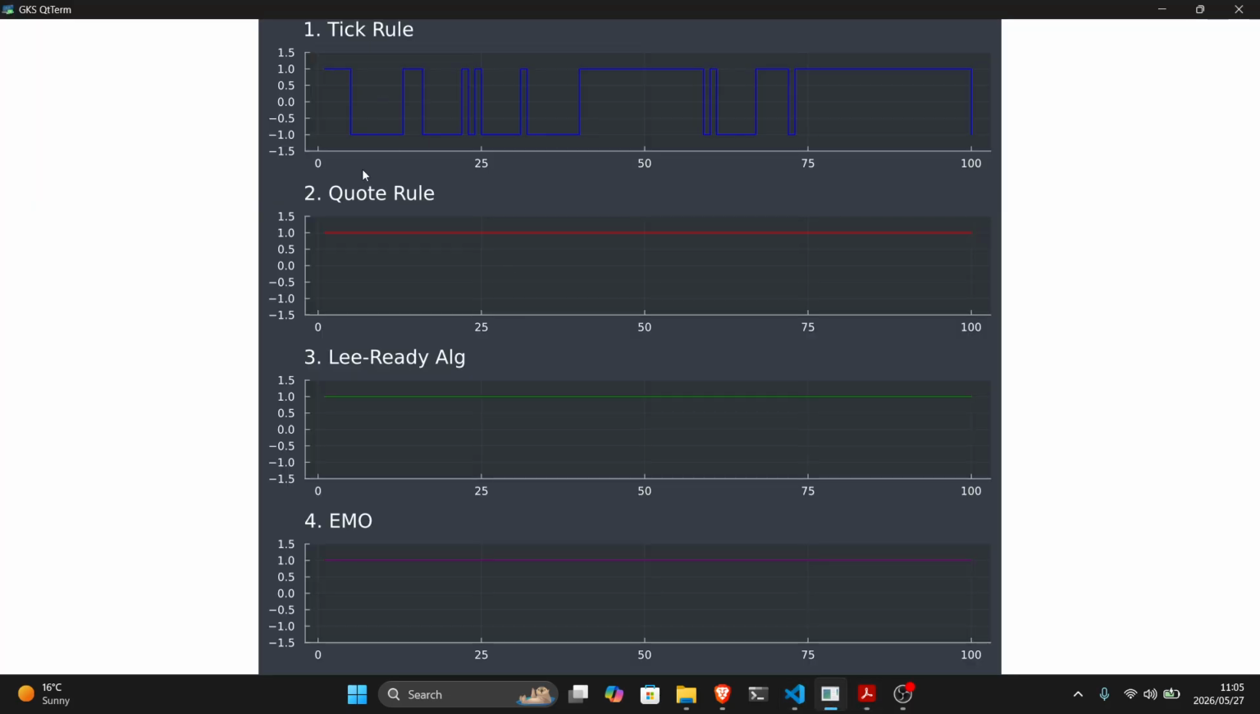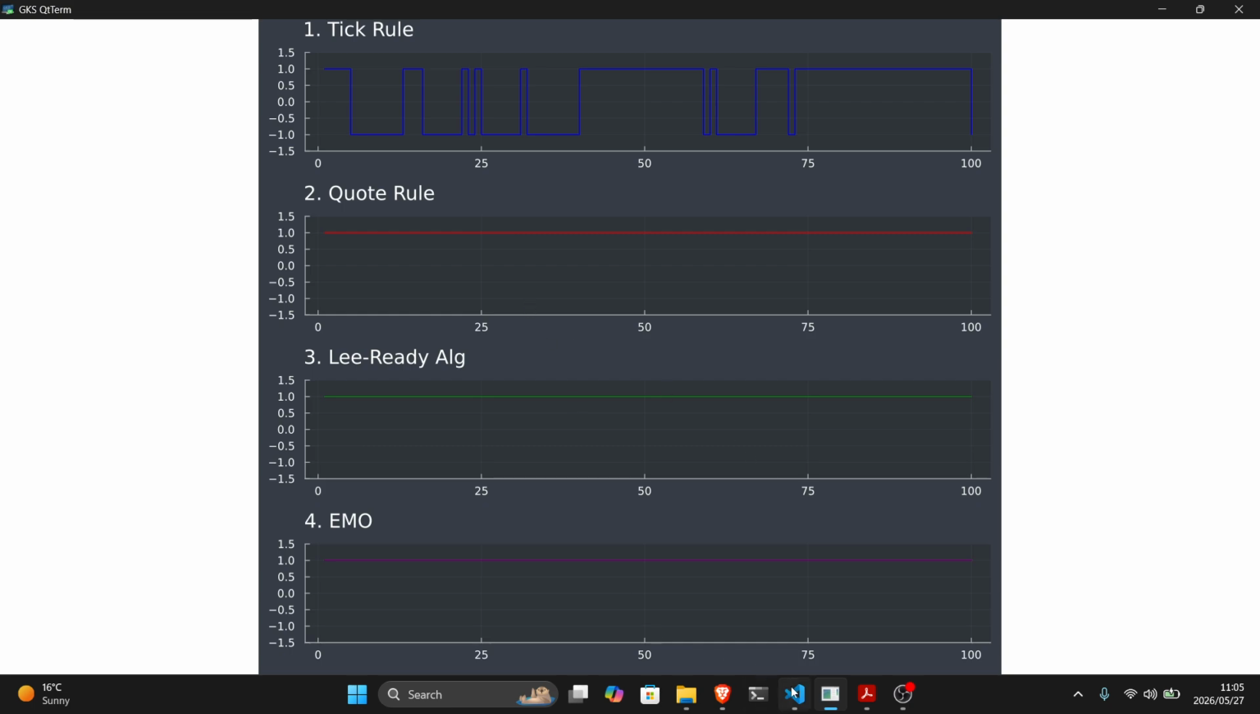As you can see, same thing, right? We have the tick rule being at 1, it drops to -1, stays at -1 for a while, goes back up to 1, stays at 1 for a very short time, drops back to -1, stays at -1 for much longer, and then goes back to 1, stays at 1 for a short period, drops to -1, stays at -1 for a short period, goes to 1 for a short period, goes back to -1 for a long period, and it just does this beautiful geometric dynamic. And you look at the quote rule, there isn't really much interest in geometry, it just stays at 1. Lee-Ready algorithm stays at 1. EMO algorithm stays at 1.